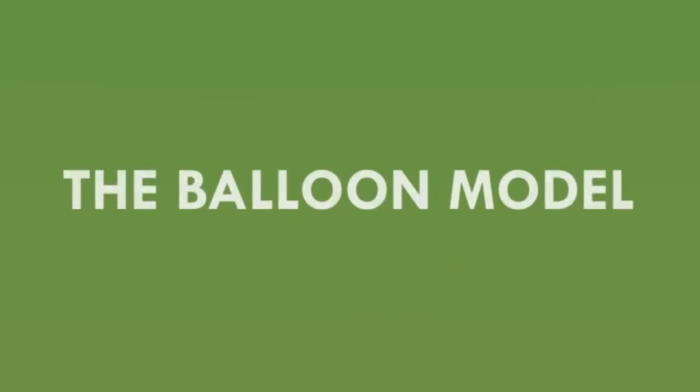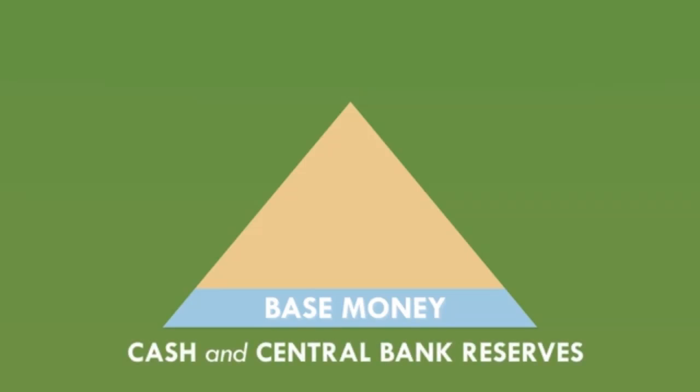The balloon model. Let's revisit the multiplier model that we saw in the last video. Remember that it describes the money system as having a base of base money. In the simplified version, the base is made up of cash. In reality, it's not just cash in this base, it's also the electronic central bank reserves that banks keep in their accounts at the Bank of England. But it's true that this base is made up of money, either cash or electronic, that was created by either the Bank of England or the Royal Mint.